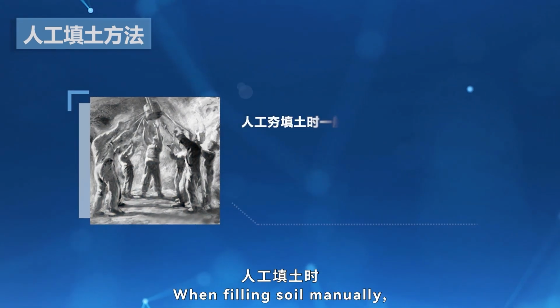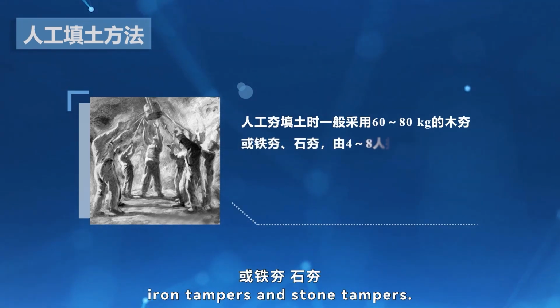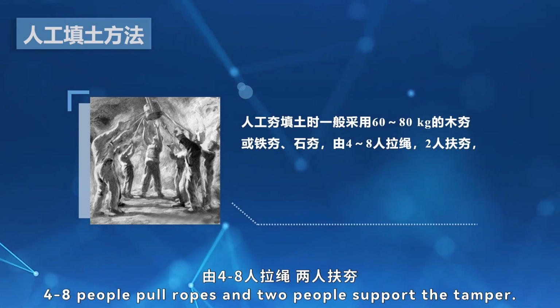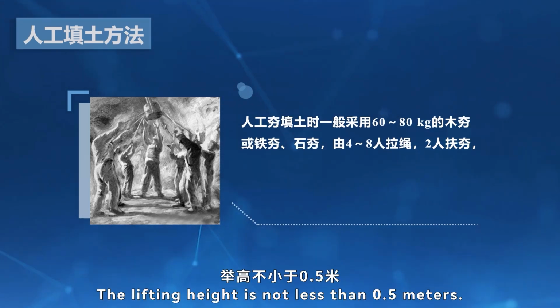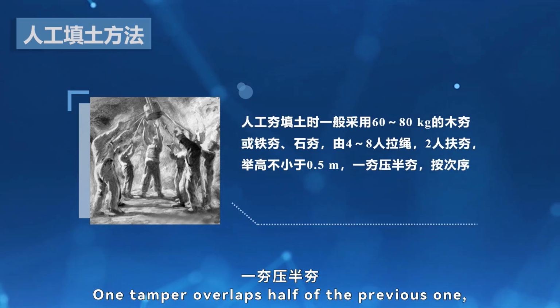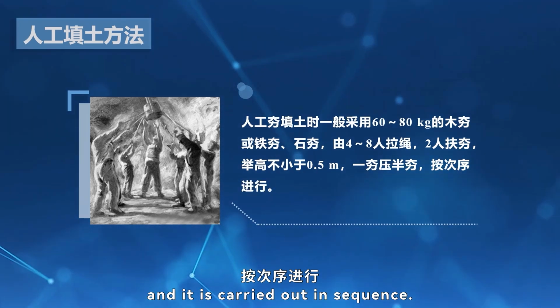When filling soil manually, we generally use 60 to 80 kilogram wooden tampers, iron tampers, and stone tampers. 4 to 8 people pull ropes and 2 people support the tamper. The lifting height is not less than 0.5 meters. Each tamping overlaps half of the previous one, and it is carried out in sequence.